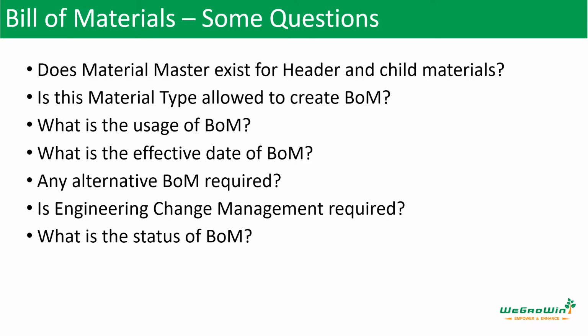And then, what is the usage of the BOM? Whether it is for production, for costing, for sales, and what is the effective date from when this is effective. We may create the bill of material, but is it effective from 1st June or 1st July, 1st August? What is the date? Also, for the product, do you have any alternate bill of material? To produce one product, we may have two or three bills of material also. So if that is the case, what are the alternate BOMs you have? That also we should know.